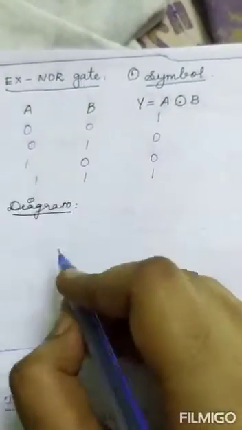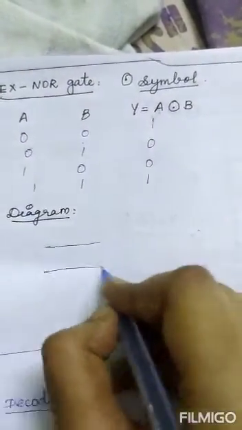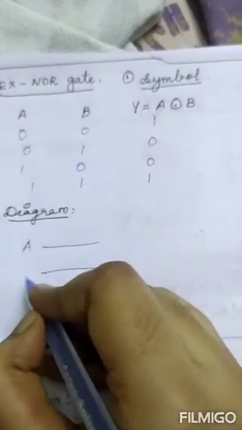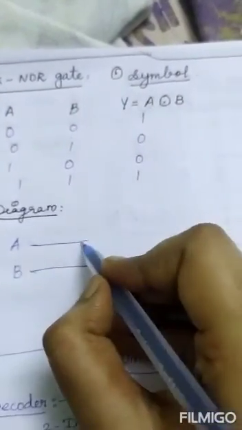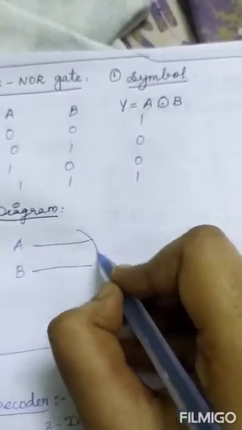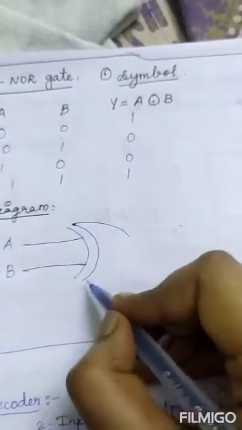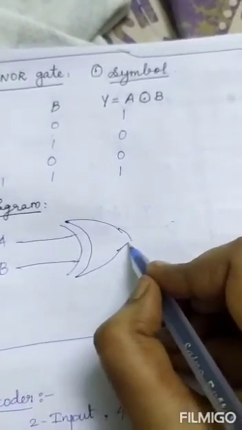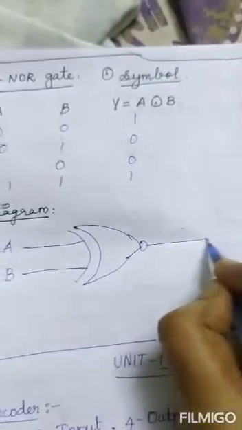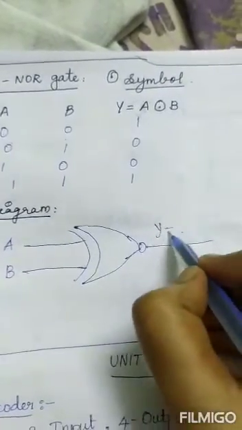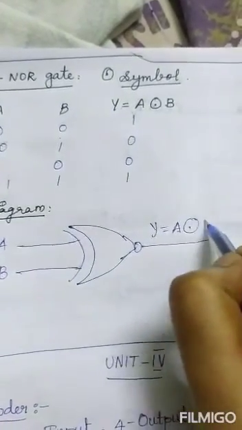And the diagram for XNOR is the same. Two inputs, A, B. The same two curves you have to draw. It should be preceded with a bubble, as it is a reverse gate. Y is equal to A dot B, the whole bar.